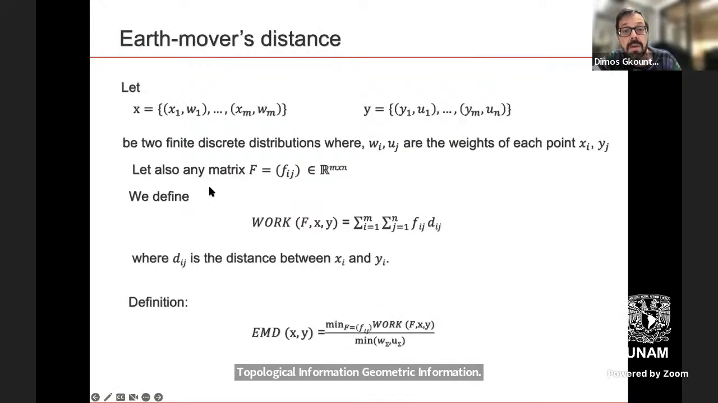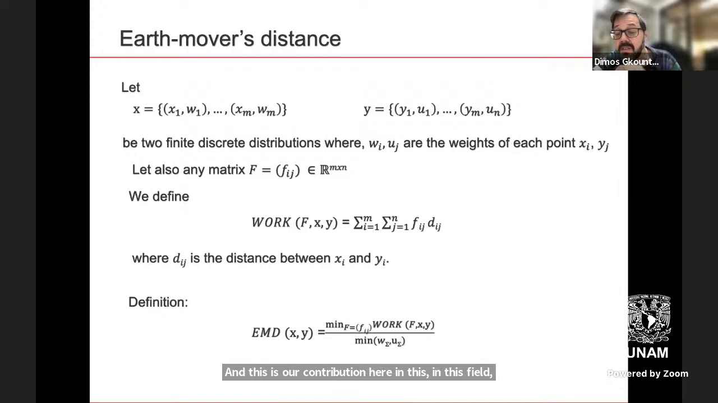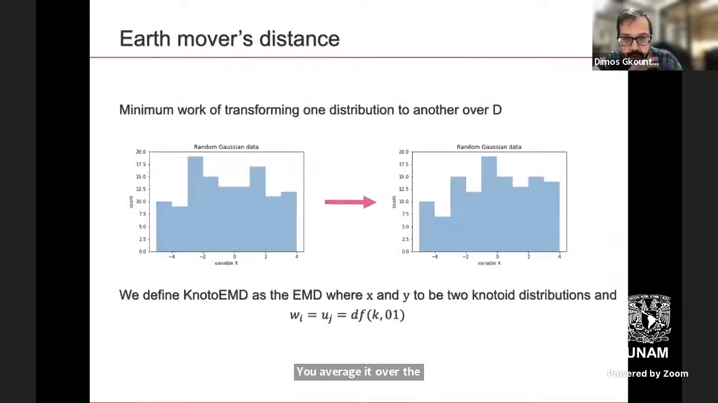So to use that, we use the statistical distance of Earth mover's distance, and this is our contribution in this field. So assume you have 2 finite discrete distributions, and each point in this distribution has a weight, and assume that you have a matrix that you convert one distribution to the other, can be any matrix in the M times N space. Then you can define this sum we call work, and then you can find the minimum work that you need to go from one distribution to the other, and you average it over the weights.